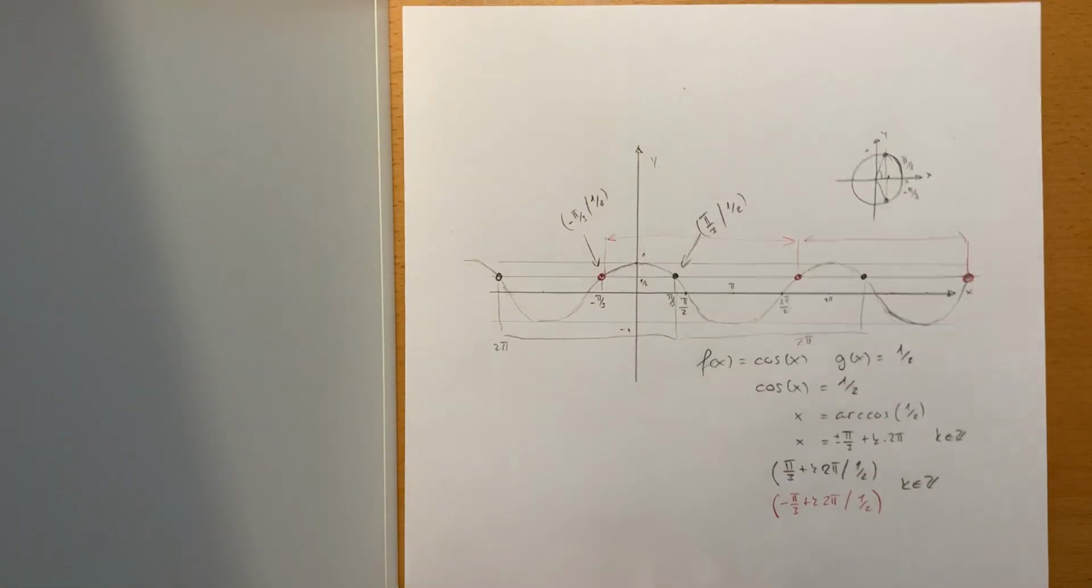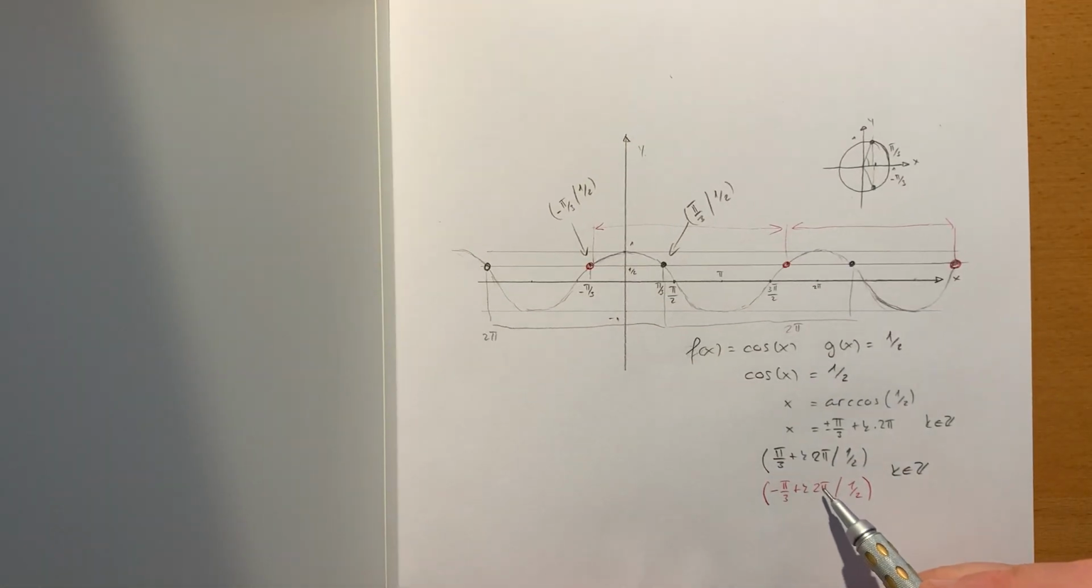So it's quite clear that all the points of intersection are like this. I hope this wasn't too difficult.